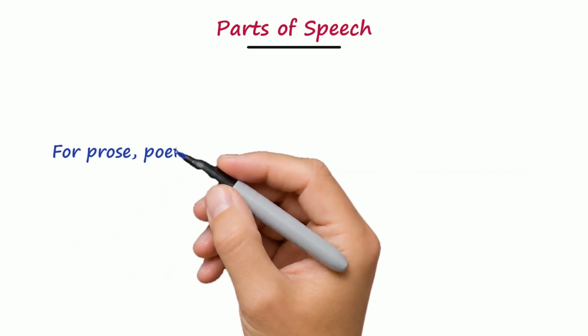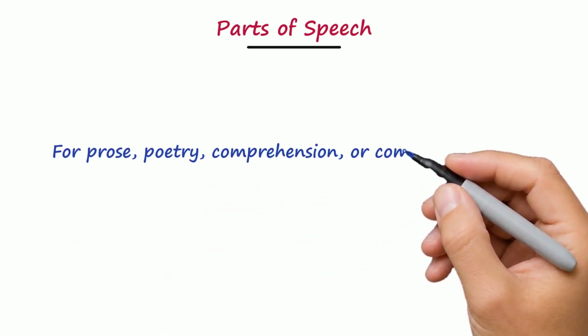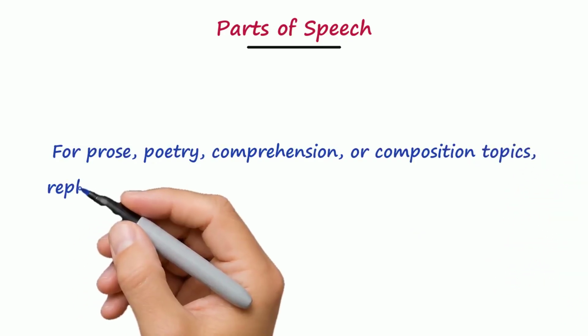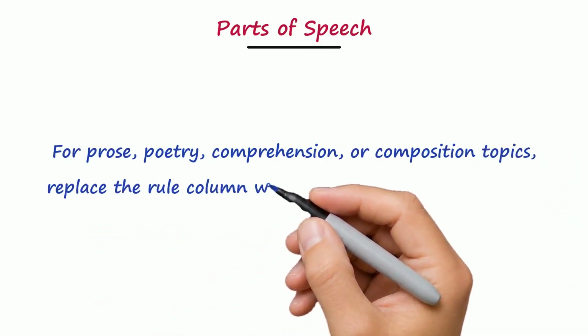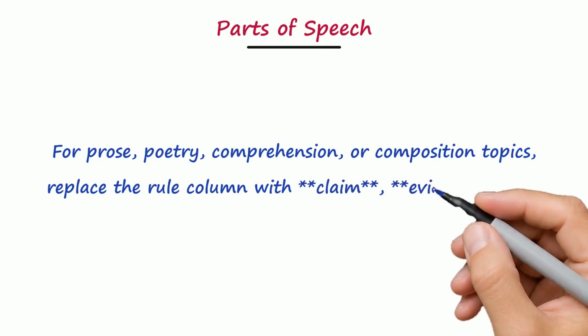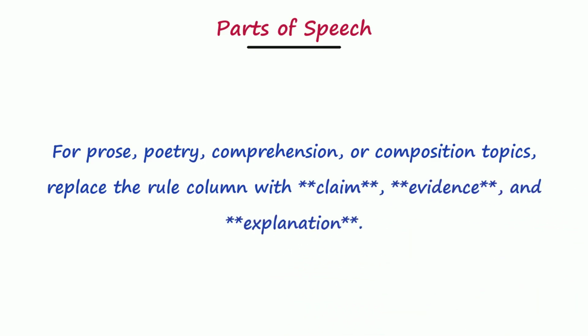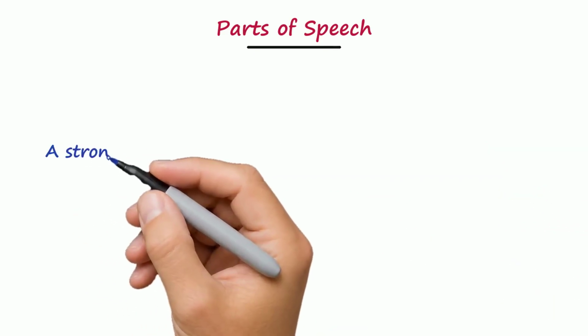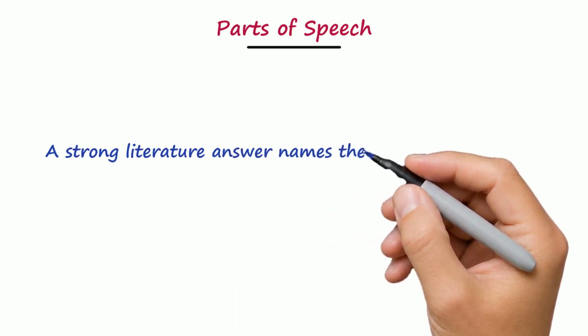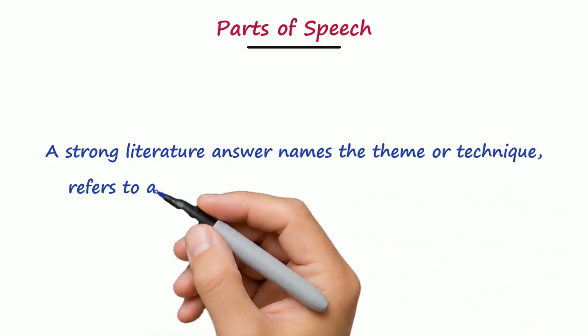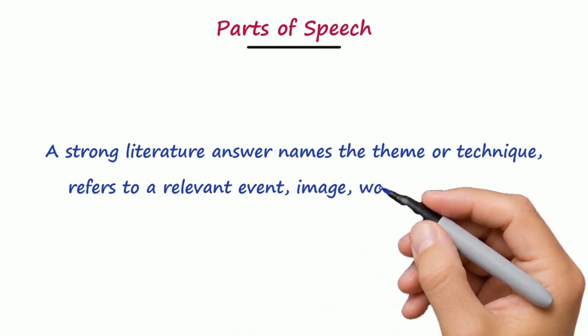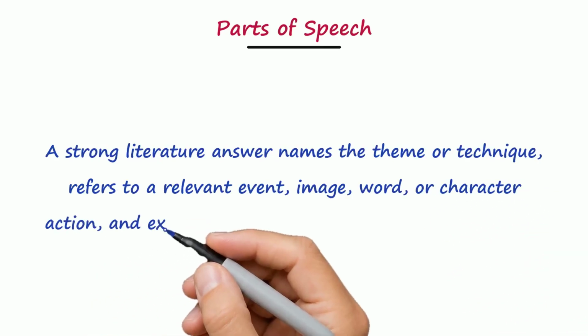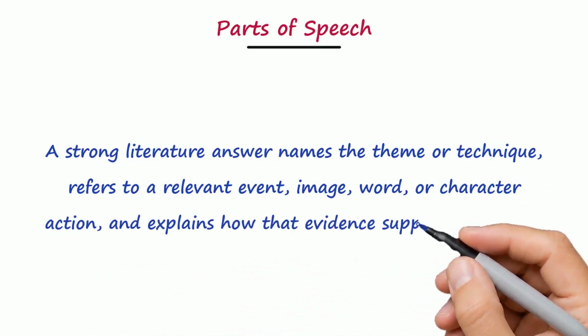For prose, poetry, comprehension, or composition topics, replace the rule column with "claim", "evidence", and "explanation". A strong literature answer names the theme or technique, refers to a relevant event, image, word, or character action, and explains how that evidence supports the claim.